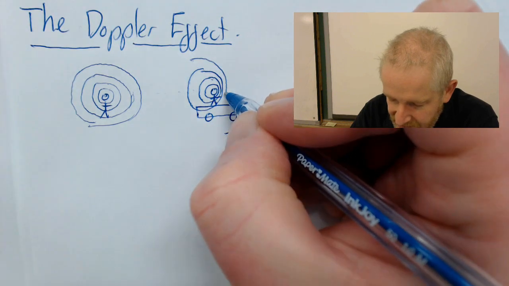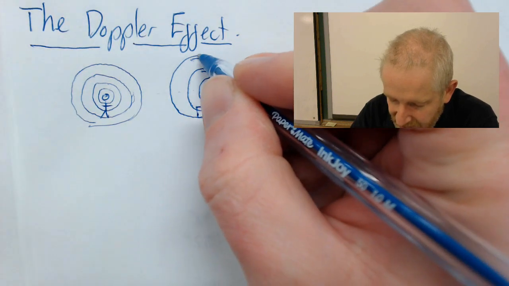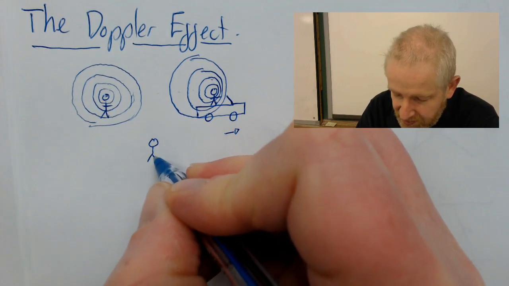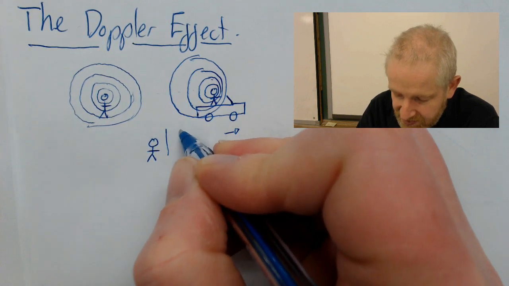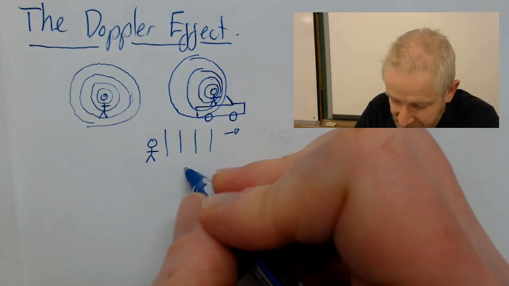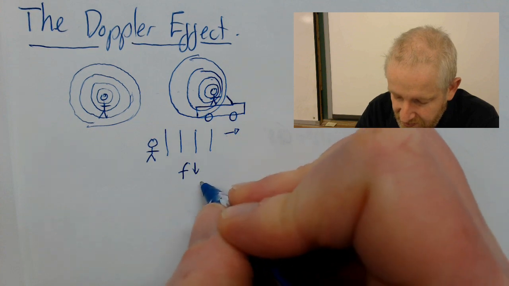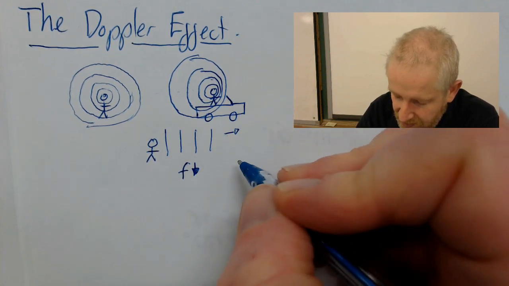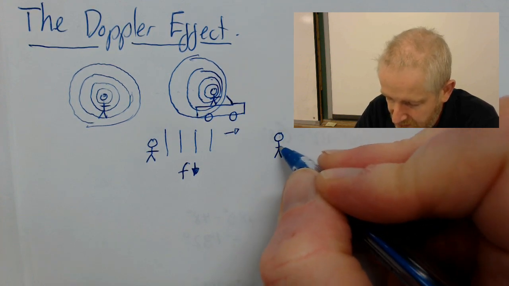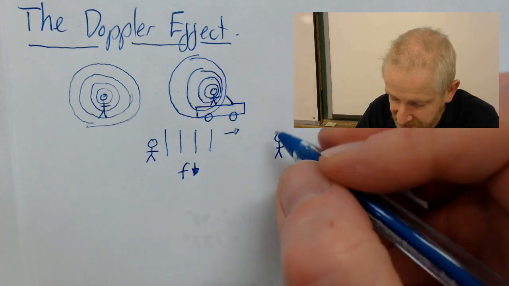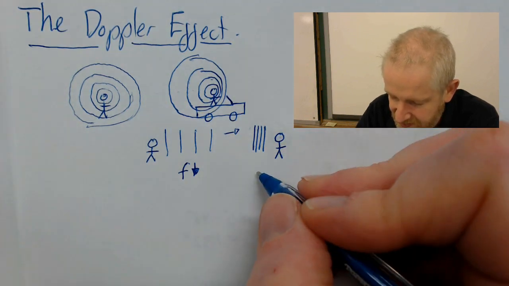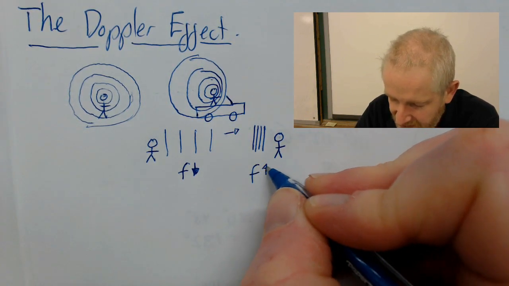And this actually has some interesting effects. A person on this side of the car is going to hear sound waves that are very far apart. The wavelength is very long, which means the frequency has gone down. A person on this side of the car, because the waves are still travelling away from the car, they're just getting bunched together, is going to hear waves which are much closer together, which means the frequency that they're hearing goes up.